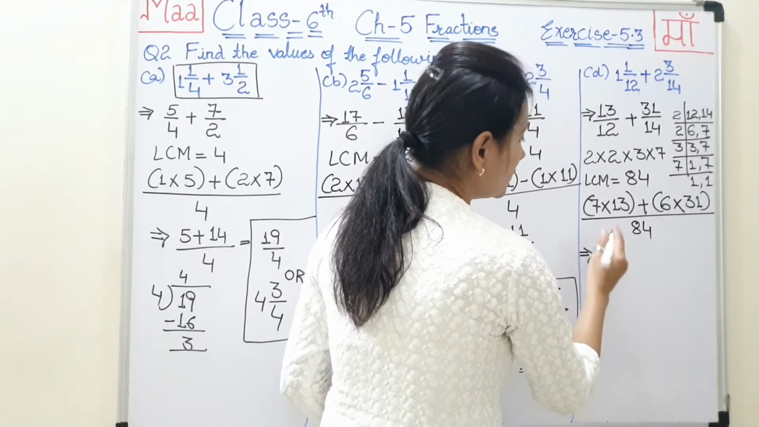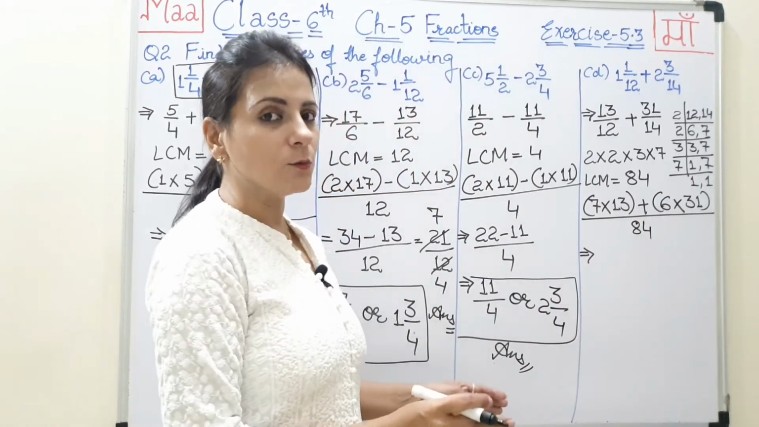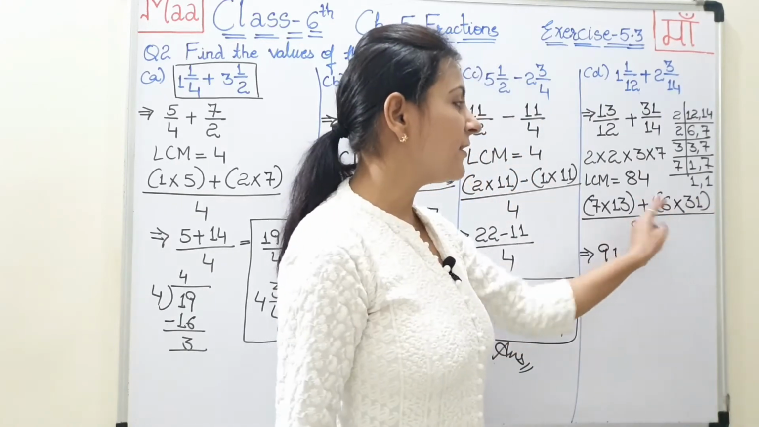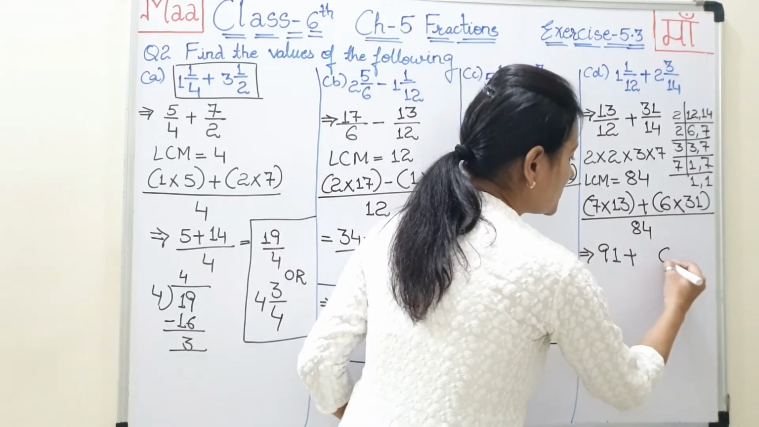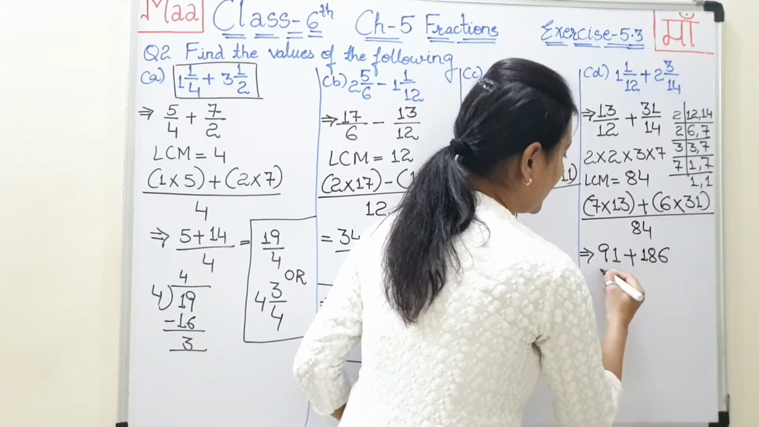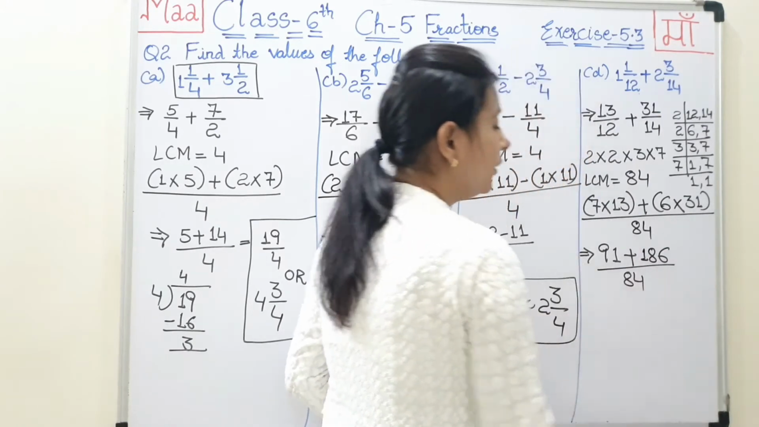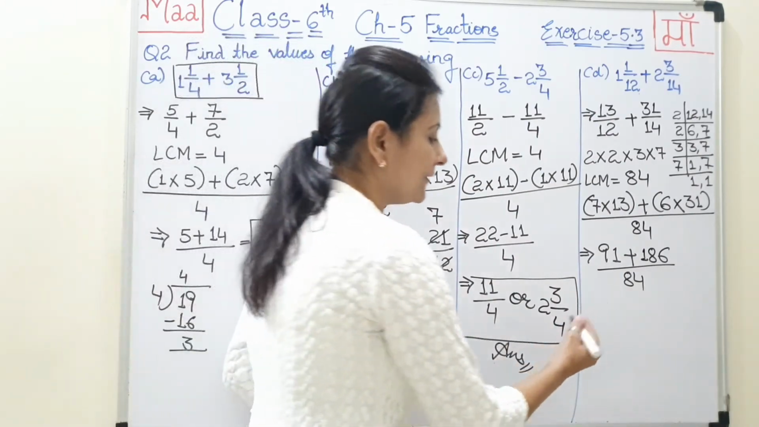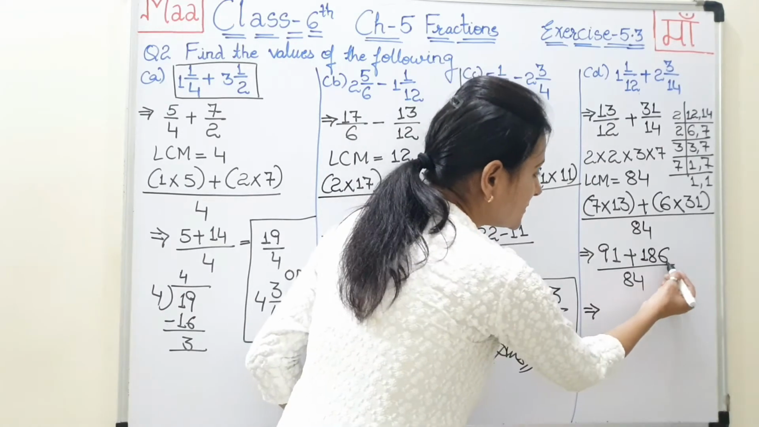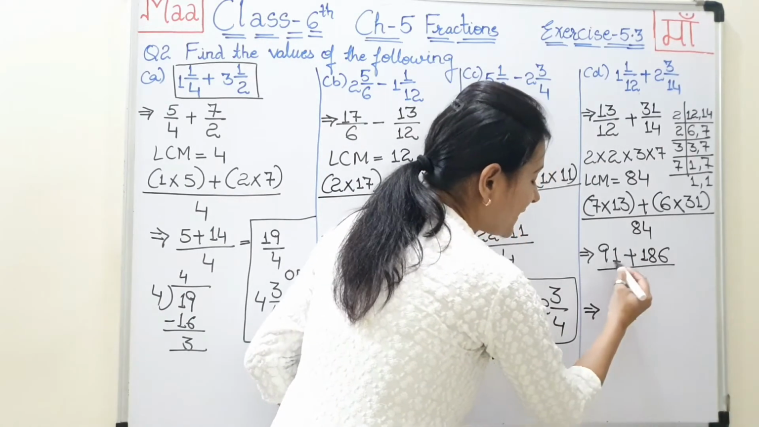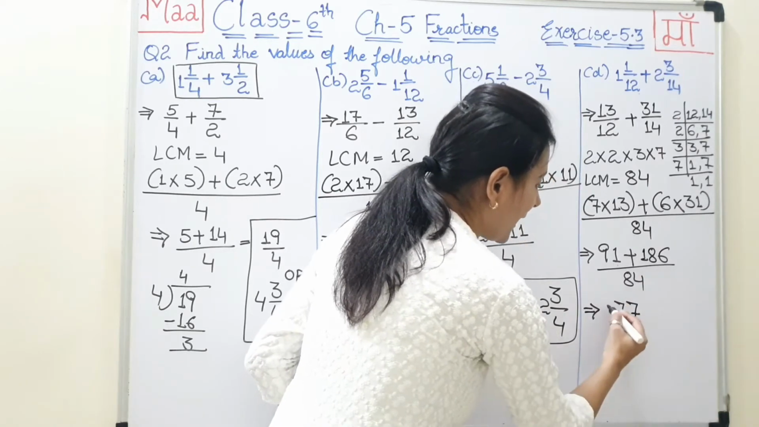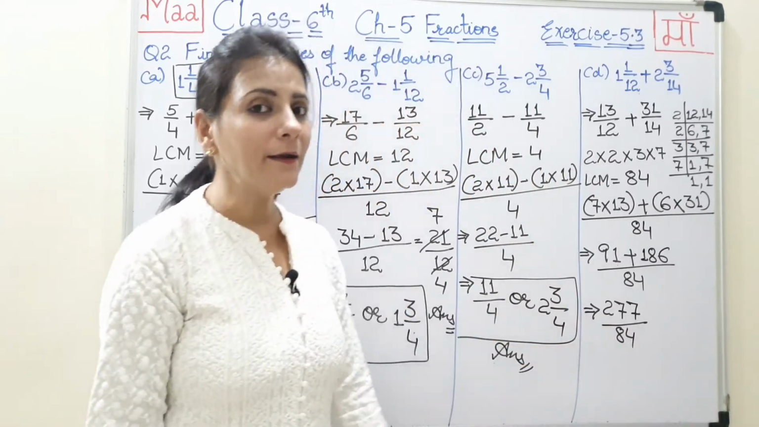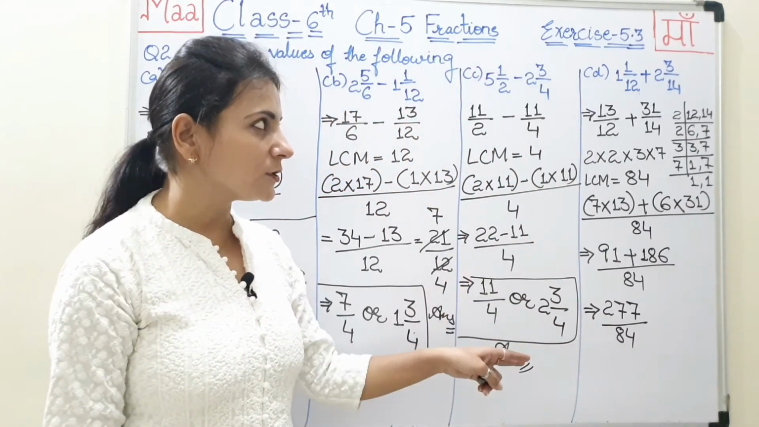Next step, do the multiplication. So 13 7s are 91. So we will mention here 91 plus 31 into 6, which is 6 1s are 6 and 6 3s are 18, so 186/84. So this is the calculation of multiplication. Now in the next step we will add it. See, 6 plus 1 is equal to 7, 9 plus 8 is 17 and 2. So 277/84. This is our improper fraction of this particular part.